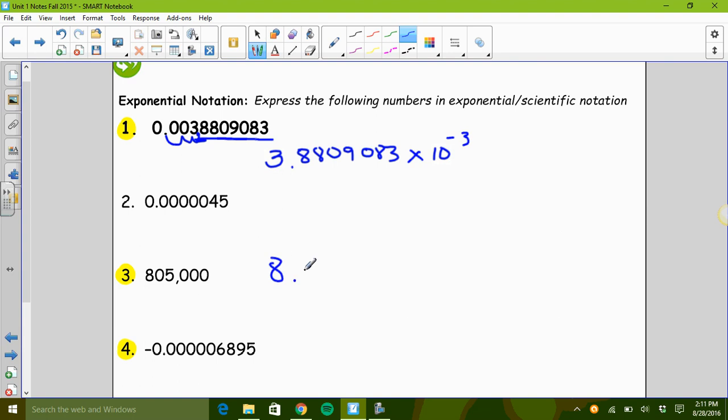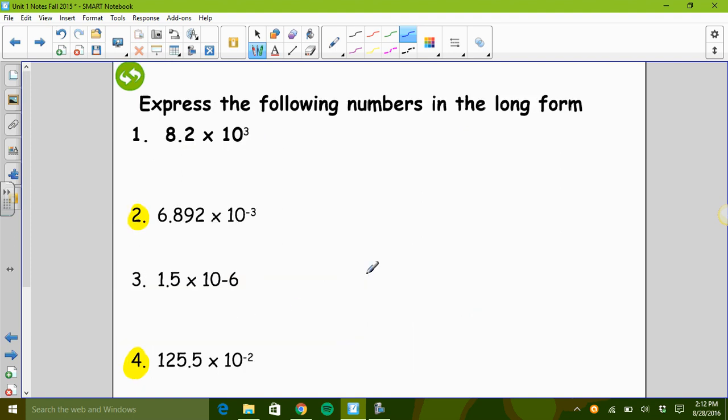805,000 is 8.05, and then times 10 to the 1, 2, 3, 4, 5. And since that's a larger number, it's a positive exponent. Now this negative may have thrown some people off, but really it's just a negative, and then you put 6.895, which is the integer that we have to denote, times 10 to the 1, 2, 3, 4, 5, 6. And since it's a smaller number, 10 to the negative 6 will do. Now these are all just numbers. These are not actually measurements because they don't have a unit.